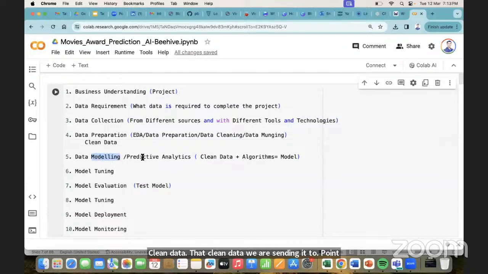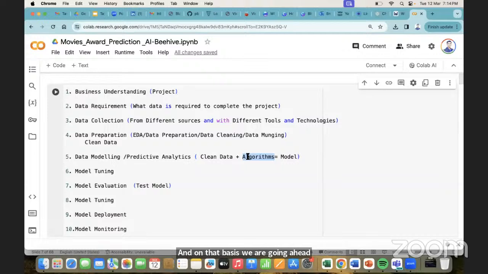That is called data modeling or predictive analytics. So point number five is nothing but the world of machine learning and deep learning. Again, I am repeating, point number five is nothing but the world of machine learning and deep learning. Whatever data we are getting from point number four, that is clean data, to this clean data we are applying algorithms. And these algorithms are nothing but machine learning and deep learning. Depending on which business problem we are solving, we apply selective algorithms to that, and on that basis we are going ahead.